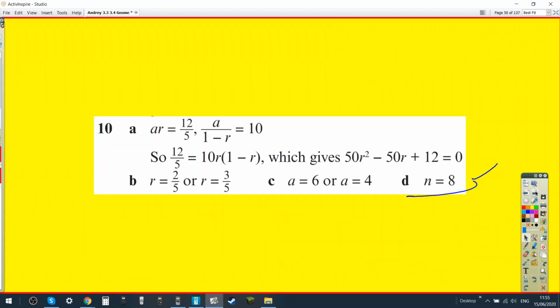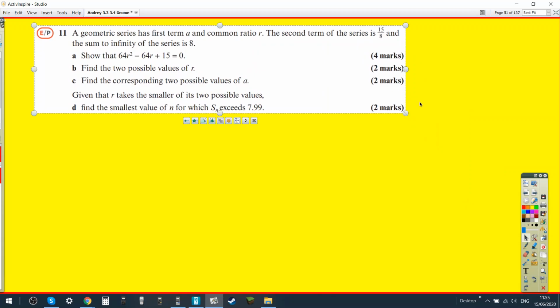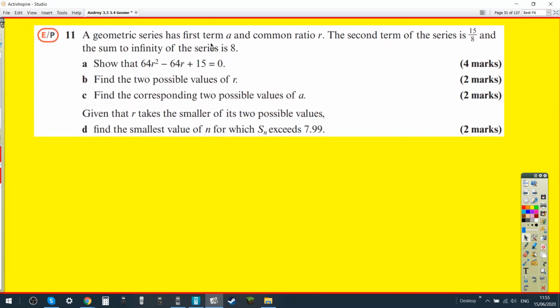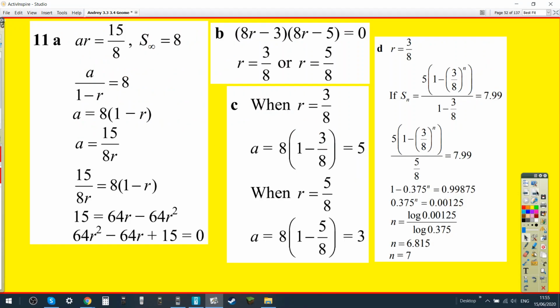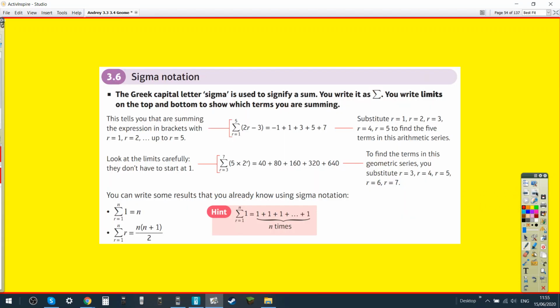No. Okay. This one looks very identical. Show that R is that. Yep, that's good. Find the 2 possible values of R. Find the 2 possible values of A. Given that R takes the smaller one, exceeds that. Great, got it. And so, sum to infinity. I think I'll give it a tick. That's good.